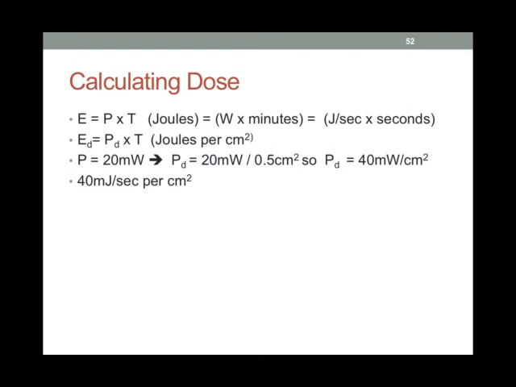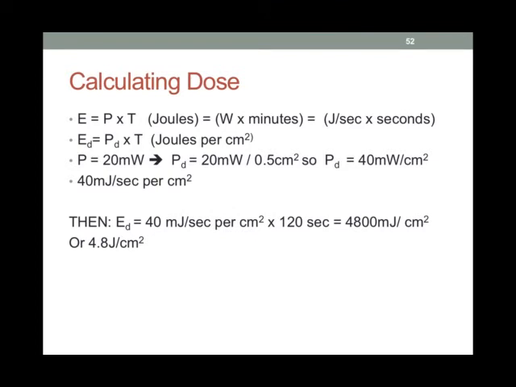And what that means is 40 millijoules per second in each of those centimeters squared. That's just another way to restate the power density. So if we want to get the energy density, we've got this 40 millijoules per second for each centimeter squared, and we multiply that by the time. If the laser is on for 2 minutes or 120 seconds, we get 4,800 millijoules per centimeter squared. Or if we just change the decimal, we have 4.8 joules per centimeter squared.